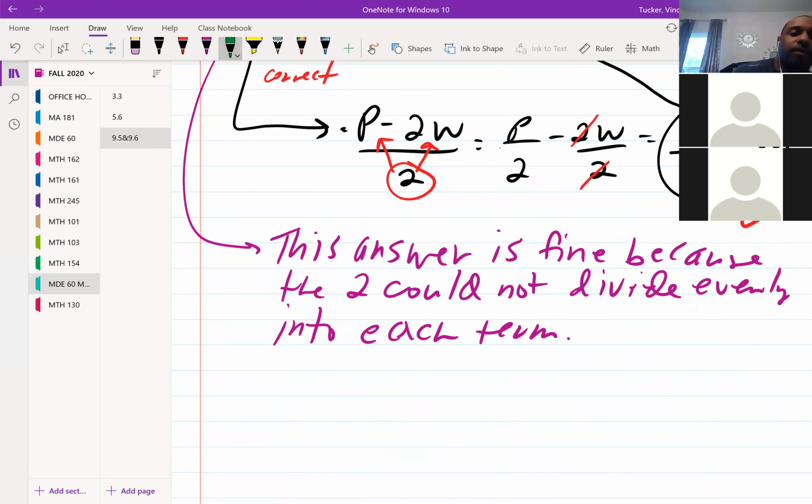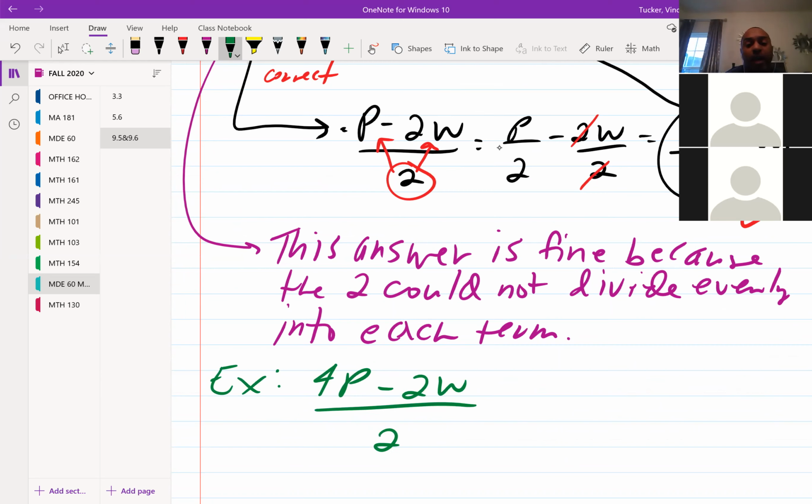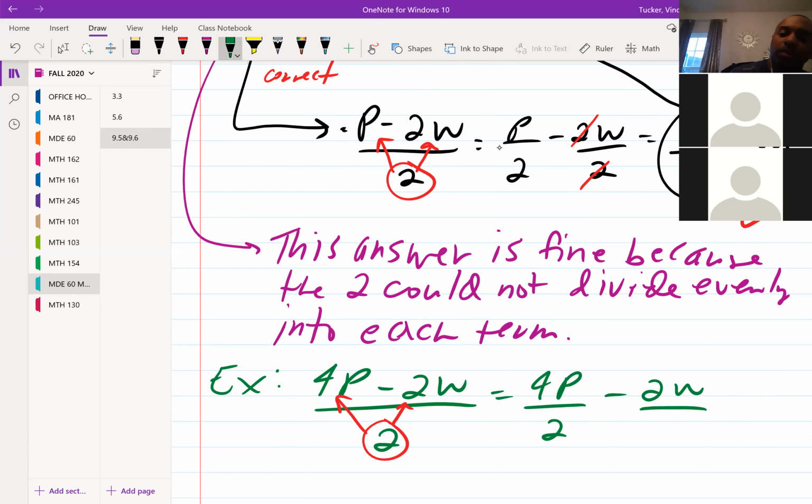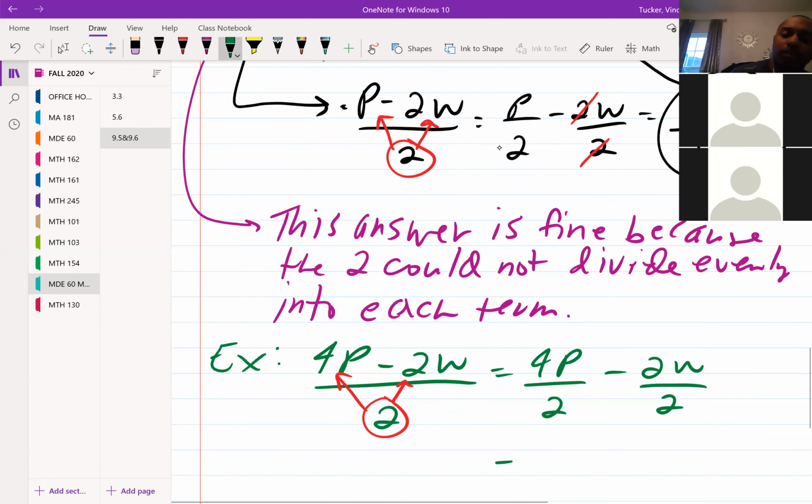So what I mean by that, this is just a random example. It has nothing to do with what we were just doing. So somebody may say, where did 4 come from? Well, it has nothing to do with that problem. I'm just showing you an example. So if I had 4p minus 2w over 2, now this 2 can divide into 4 and it can divide into 2. So this is the time when you are expected to reduce. And that'll be 2p minus w.